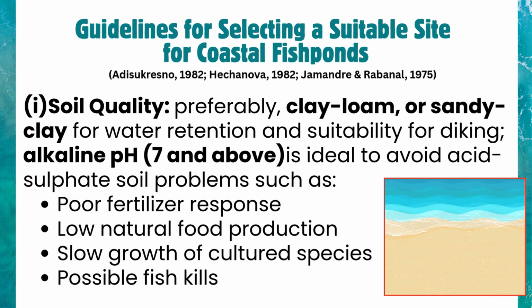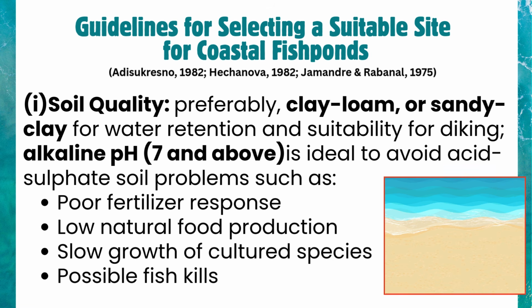Guidelines for selecting a suitable site for coastal fish ponds. 1. Soil quality. Preferably clay loam or sandy clay for water retention and suitability for diking. Alkaline, pH 7 and above, to prevent problems that result from acid sulfate soils, e.g., poor fertilizer response, low natural food production and slow growth of culture species, probable fish kills.